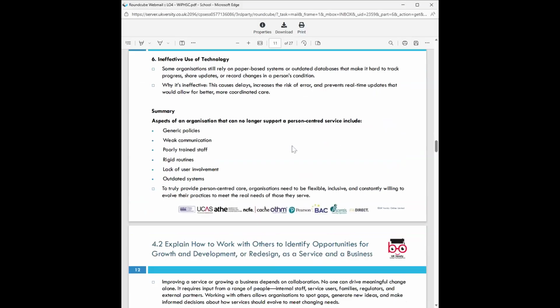Ineffective use of technology. It shouldn't rely on paper-based systems. It causes delays and the risk of errors. So everything has to be updated.